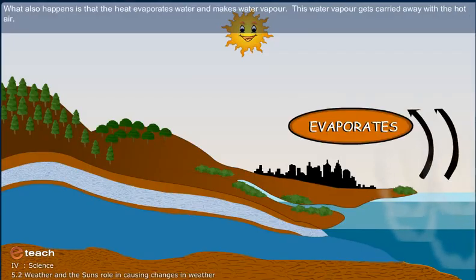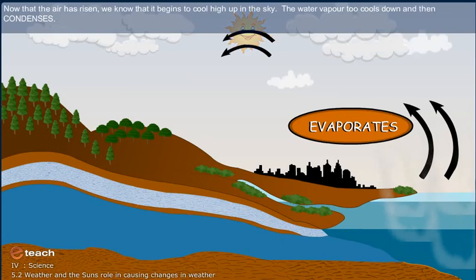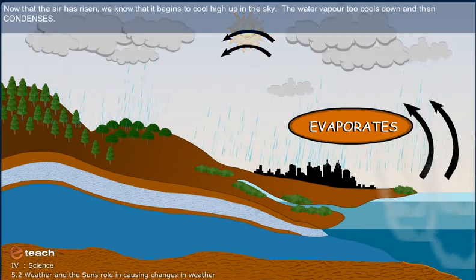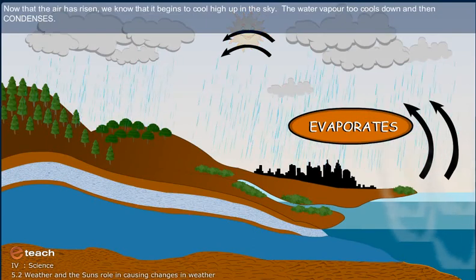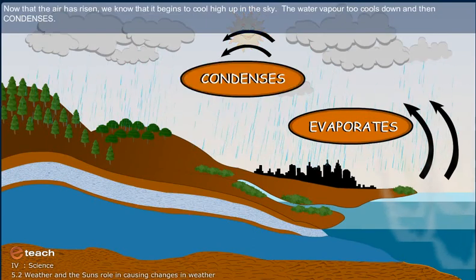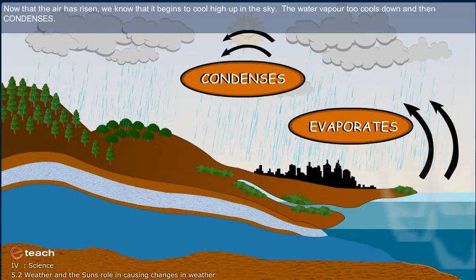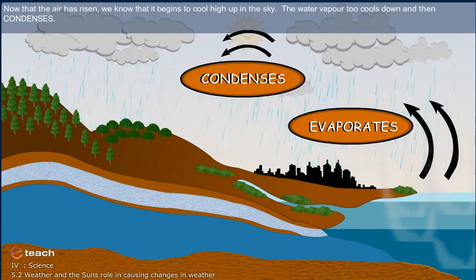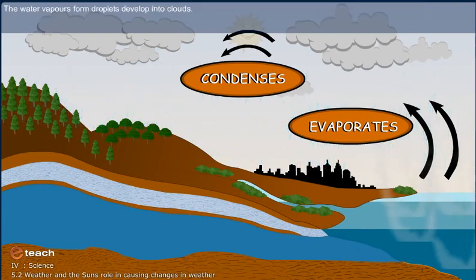What also happens is that the heat evaporates water and makes water vapor. This water vapor gets carried away with the hot air. Now that the air has risen, we know that it begins to cool high up in the sky. The water vapor too cools down and then condenses. The water vapors form droplets which develop into clouds.